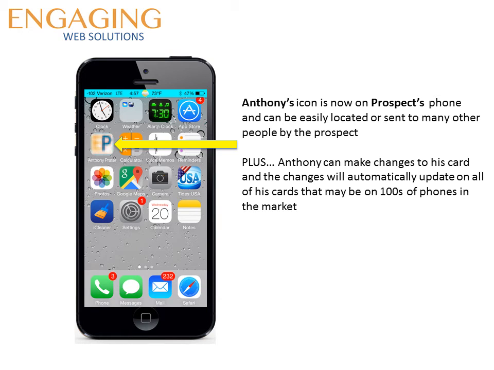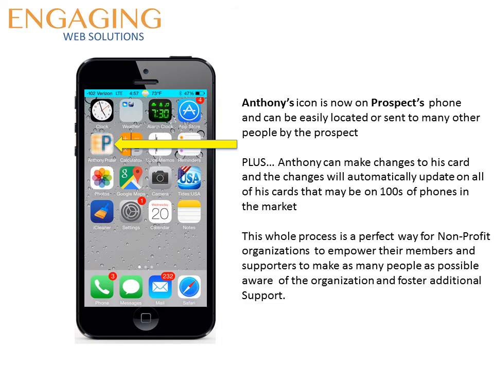What's also nice is that Anthony can make changes to his card. If you give a paper card to somebody, and you have 1,000 cards floating around in the marketplace, and something changes in your business or on your card, well, you're stuck. Not with ours, because when you make any changes to your Engage page or your digital business card, those changes are automatically updated on the hundreds or thousands of phones that may have your card out in the marketplace. So it's really a living and breathing card that you can update with a new video, new information, a new address, whatever it may be.